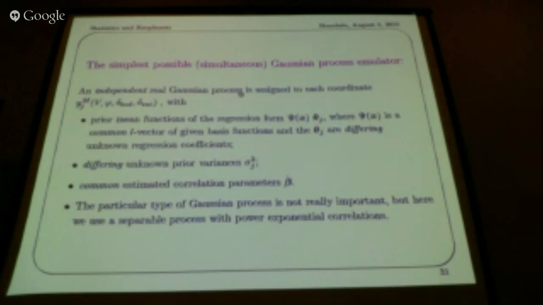A Gaussian process is a non-parametric Bayesian procedure. You just pretend I don't know this function at all, so I model this function by a non-parametric Bayes procedure, which is a Gaussian process. I assign independent Gaussian processes to each of these. If you don't know what Gaussian processes are, don't worry. I'll just go quickly through what the components are. They have mean functions, and we said, okay, the simplest thing is just to assume they have regression form with respect to certain basis functions. X here is just V, phi, delta.